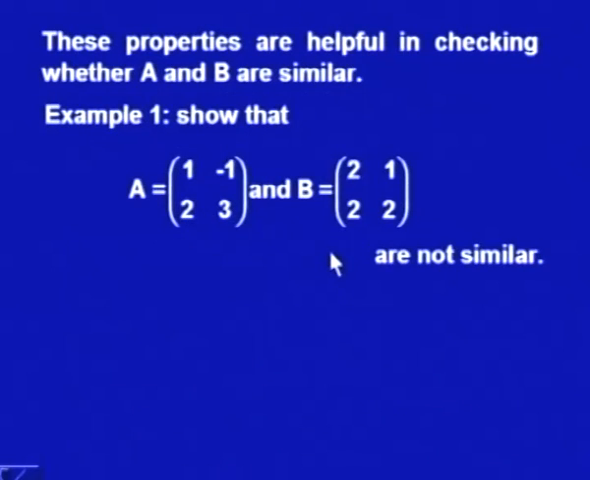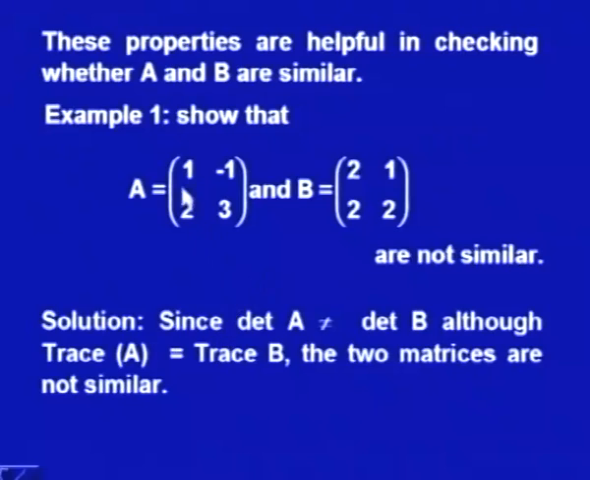Now these properties are helpful in checking whether A and B are similar. Like if I have been given these two by two simple matrices, then one can very easily check whether they are similar or not. We can first calculate the trace of this matrix A, it is 4, and trace of B is 4, but this result is not conclusive. So we check the determinant. Determinant of A is 3 plus 2 and determinant of B is 4 minus 2. So determinant A is not equal to determinant B, although trace A is equal to trace B, and this proves that the two matrices are not similar.